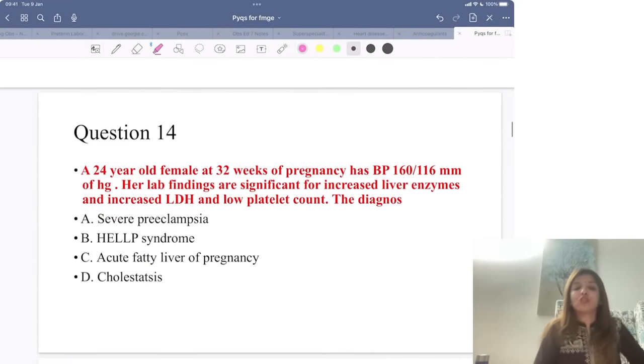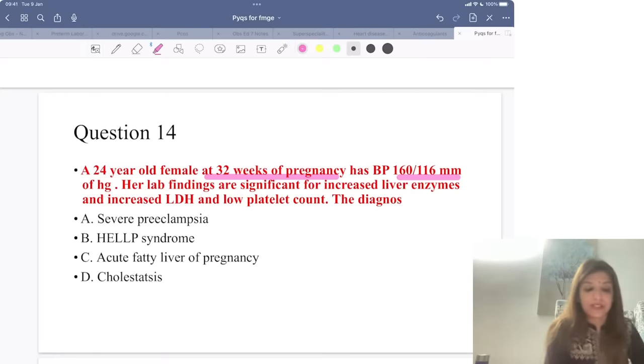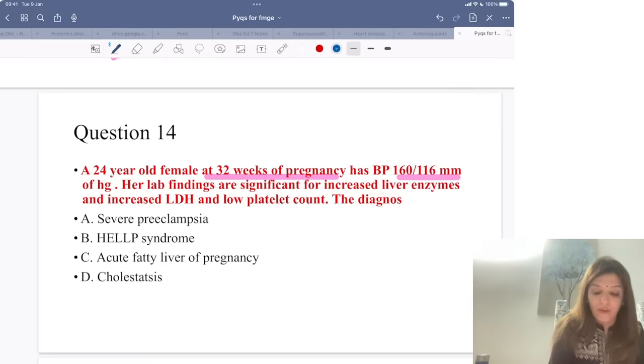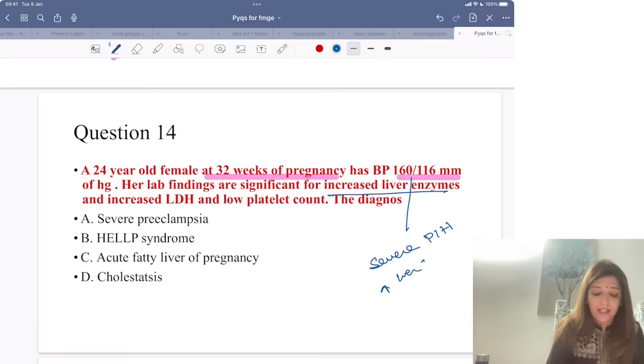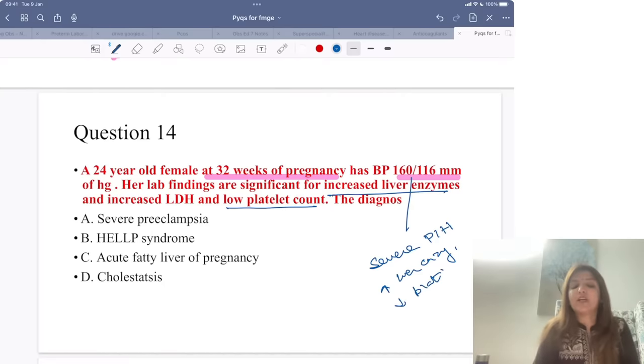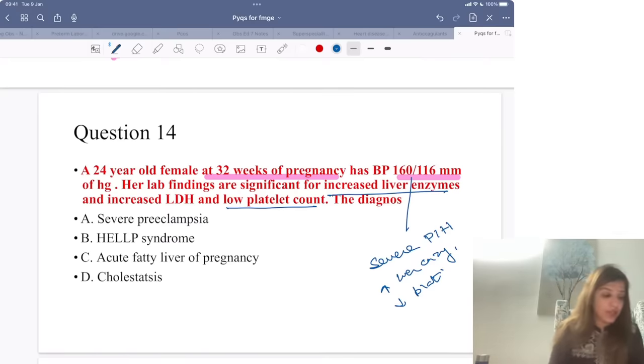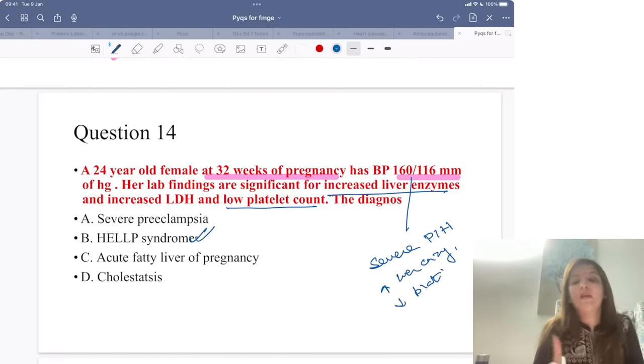Now, coming to the next question, question number 14. A 24-year-old female at 32 weeks of pregnancy, that means in the third trimester, comes to you with BP 160/116. 160/116 means she is a case of severe PIH. Right? Your question says her liver enzymes are raised and she has a low platelet count. Whenever you have a case of severe PIH with increased liver enzymes and low platelet count, you are dealing with a case of HELLP syndrome.